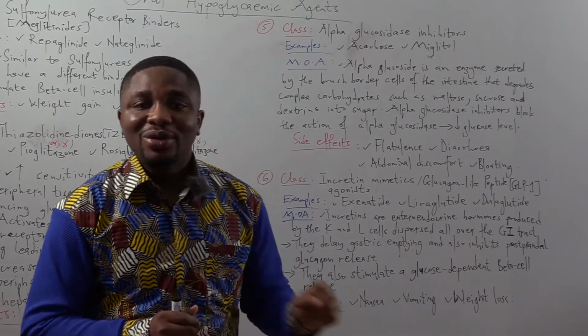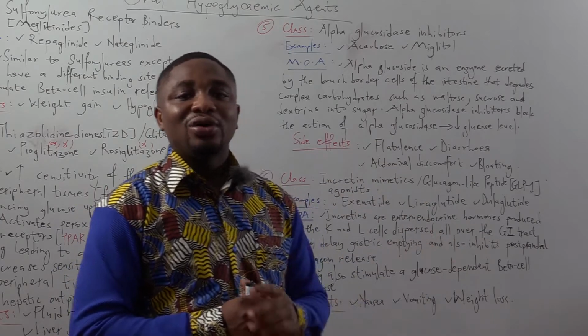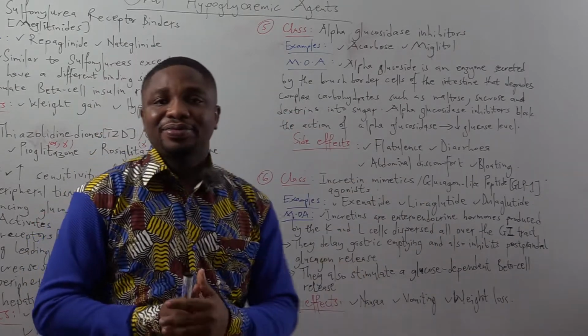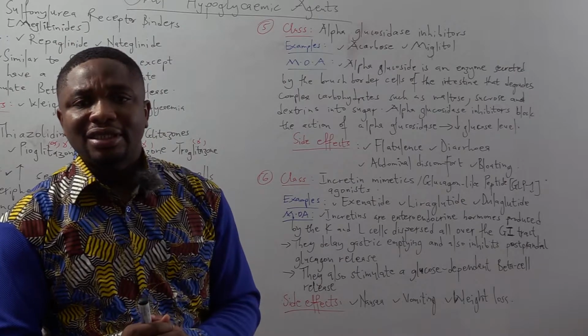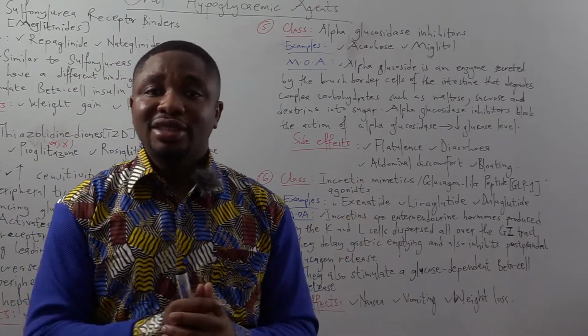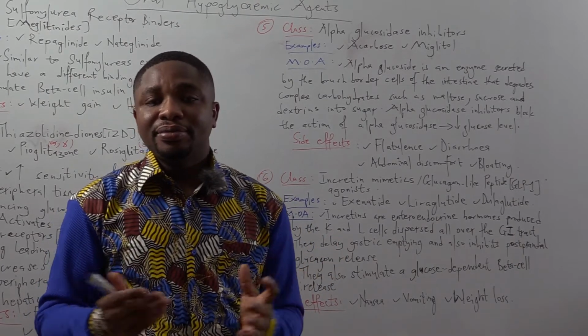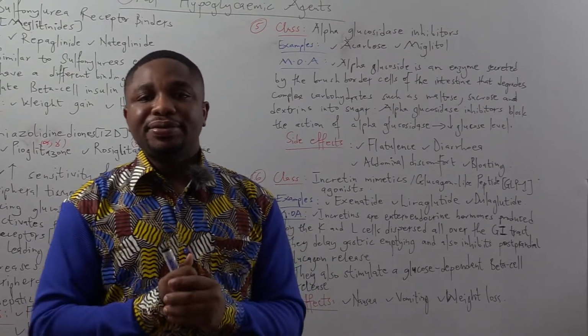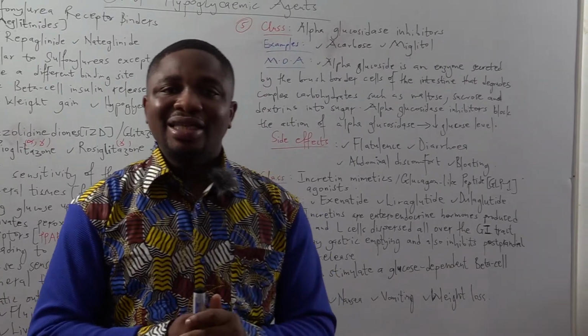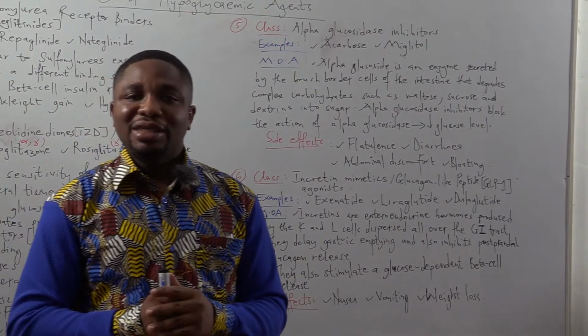Now, let's move ahead and look at the side effects of the alpha glucosidase inhibitors. For the alpha glucosidase inhibitors, the side effects we can think of are flatulence, diarrhea, abdominal discomfort or pain, and finally bloating.